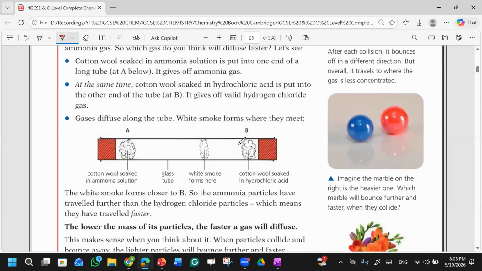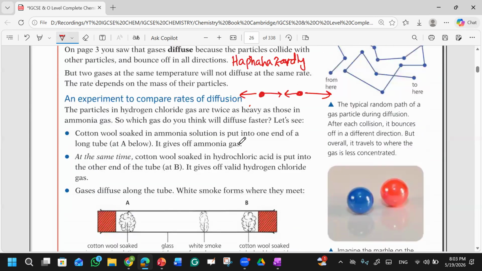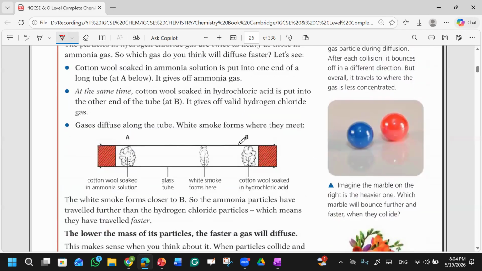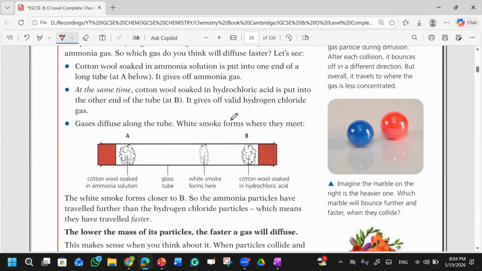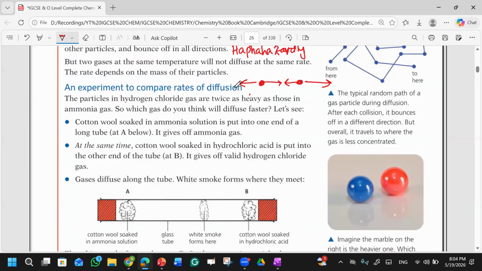Now they have given you an example, an experiment to compare the rate of diffusion. Now you need to check the rate of diffusion of different gases. This is quite obvious, that all the gases don't have the same rate because they are different gases, right? Let's suppose you have carbon dioxide, methane gas, oxygen gas, and nitrogen gas. So their diffusion rates will be different, right?